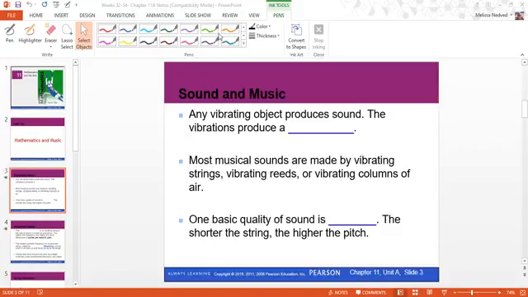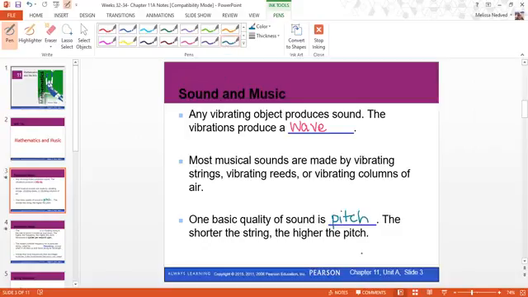So we're just going to start with some vocab terms, and these are specifically music vocab or sound vocab words, but they're going to be used a lot throughout this lesson. So any vibrating object produces a sound, and the vibrations produce a wave. Wave might be something that you've studied in a science class before, but it can particularly apply to music. Most musical sounds are made by vibrating strings, vibrating reeds, or vibrating columns of air. So depending on what type of instrument you're playing, what vibrates changes, but we're still creating the sound based on that vibration. One basic quality of sound is pitch.